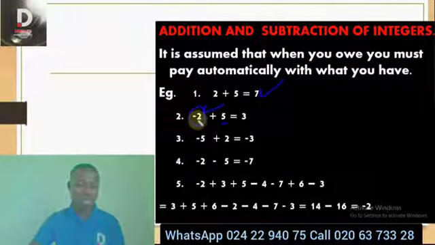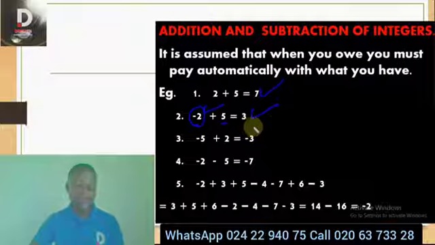I owe 2. Negative means owing. I owe 2. Then I have 5. If I pay, I'll be having 3 left. I'll finish paying my 2, having 3 left in my bank account.